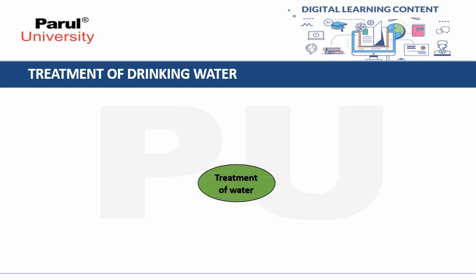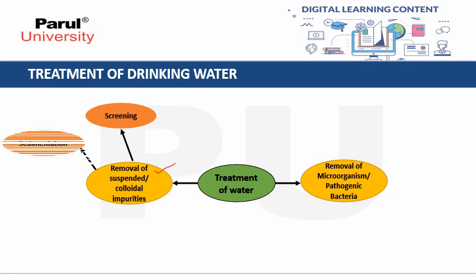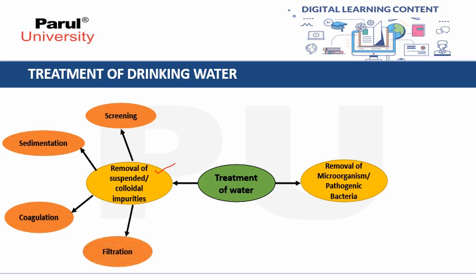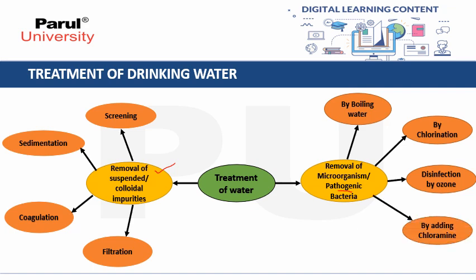Treatment of drinking water. The treatment of drinking water can be done by removal of suspended or colloidal particles and by removal of microorganisms or pathogenic bacteria. The removal of suspended and colloidal impurities can be done by screening, sedimentation, coagulation, and filtration methods. Whereas the removal of microorganisms and pathogenic bacteria can be done by boiling the water, by chlorination method, by disinfection through ozone, or by adding chloramine, or by adding bleaching powder.